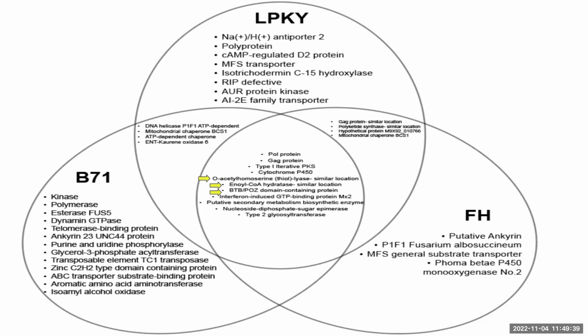Then the BTB/POZ domain containing protein was also shared with 100% identity and length among all the Starships. The polyketide synthase was shared with 100% identity among LPKY and FH. And the mitochondrial chaperone protein was shared with 100% identity between LPKY and FH. More was shared between LPKY and FH, as we suspected in the beginning, because they are two strains of the same host specialized populations.